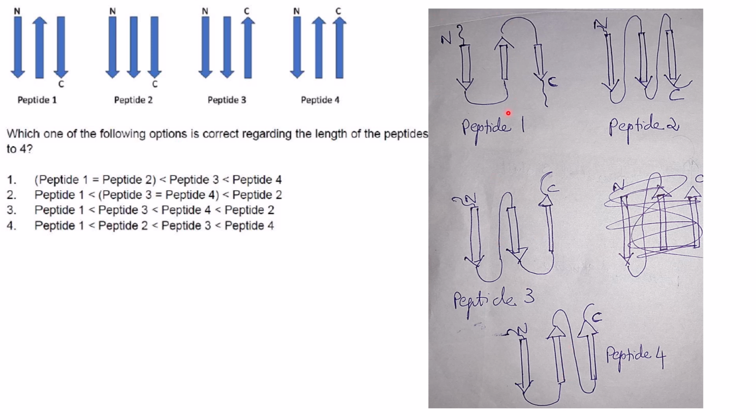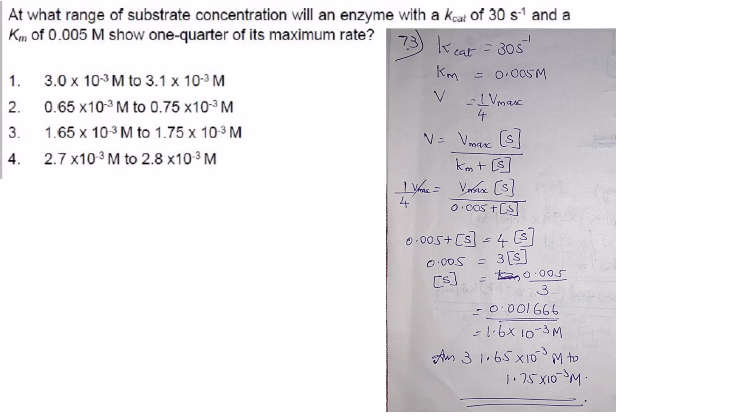Peptide 1 will be the shortest and peptide 2 will be the longest. So if you understand these two, 3 and 4, as equal, then you can happily go for option 2 as the answer. Okay, peptide 1 will have the shorter loop and peptide 2 will have the maximum one. Peptide 3 and 4 will be equal. So answer is option 2. Then next one.